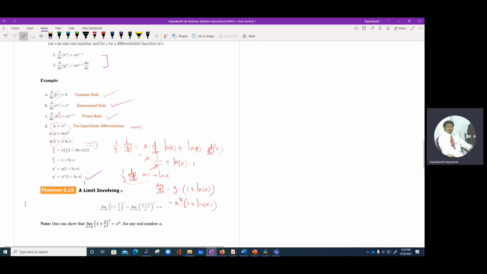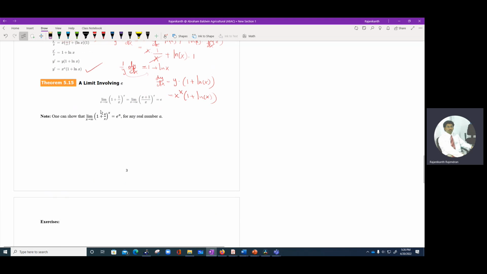So on both sides you have to take ln if the question is about logarithmic differentiation. So take ln of both sides, then take the derivative with respect to x. So you need to use the chain rule somewhere. Okay.